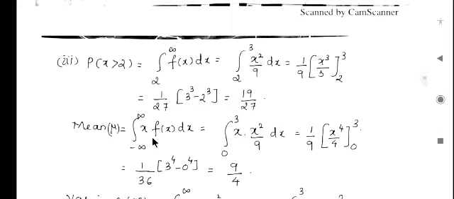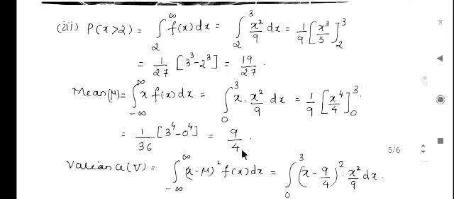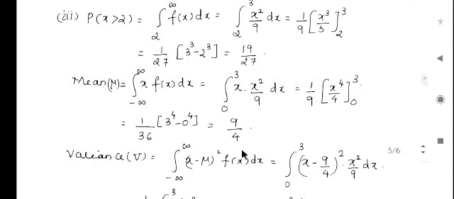Now mean mu in this case is x into f of x dx between minus infinity to plus infinity. So again here the value is non-zero only between 0 to 3. So f of x is x square by 9. We are writing this x as it is. So x into x square is x cube, whose integral is x raised to 4 divided by 4. 1 by 9 is out. If you substitute the limit and simplify, the answer is 9 by 4.